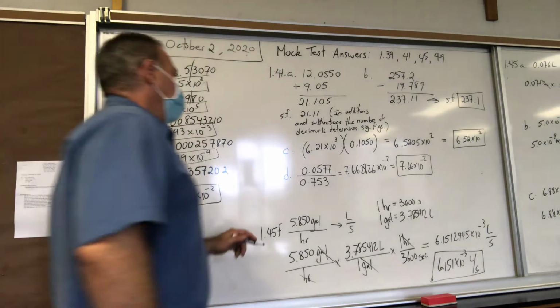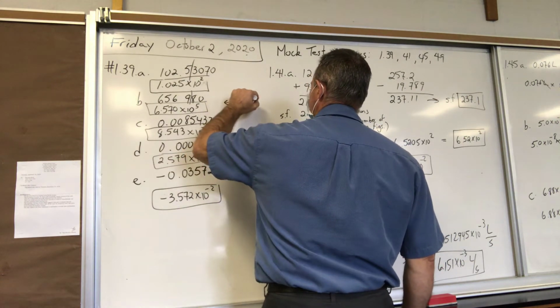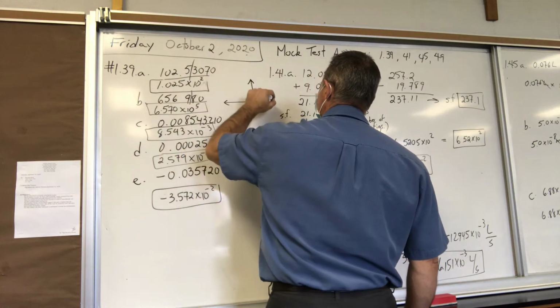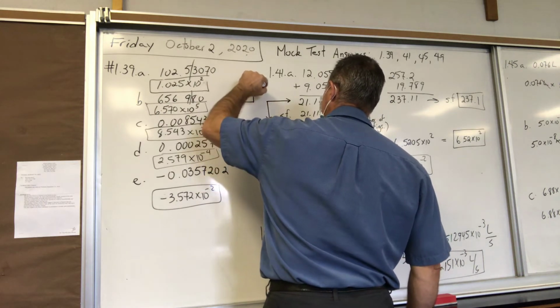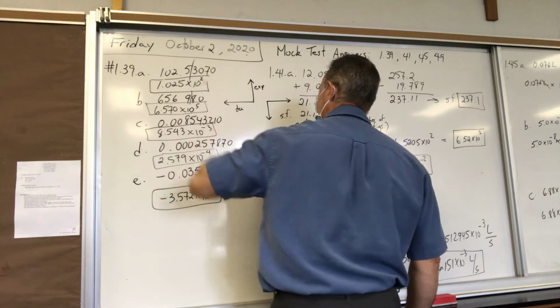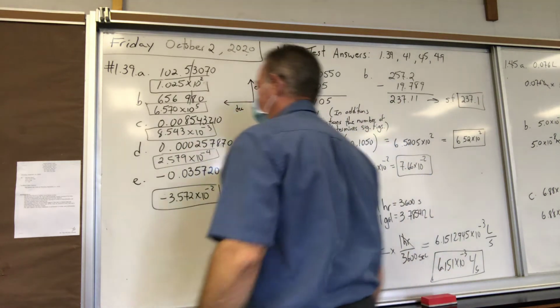Recall that the exponent law says that when you move the decimal to the left, the exponent goes up. When you move the decimal to the right, the exponent goes down. It's a good way to remember it.